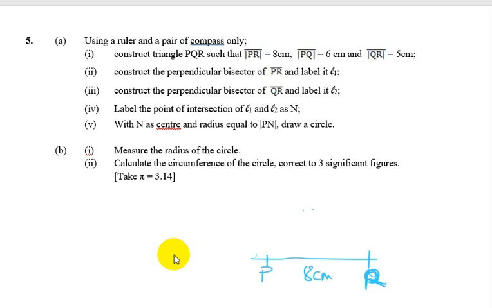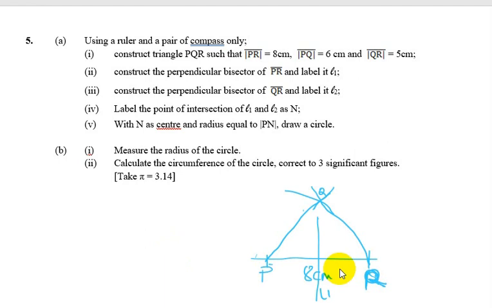So you stand at P and open 6 centimeters, then you draw an arc. Then from Q to R is 5, you also draw an arc. Then you join this line to this one, then you join this one to this one. Now you have your triangle. So this side will be the Q. And they say we should construct a perpendicular bisector of PR and label it L1. So this is P and this is R, meaning that you should bisect this line, and call the line L1.